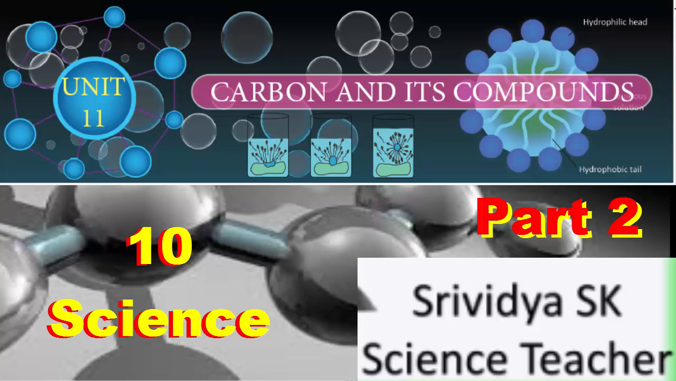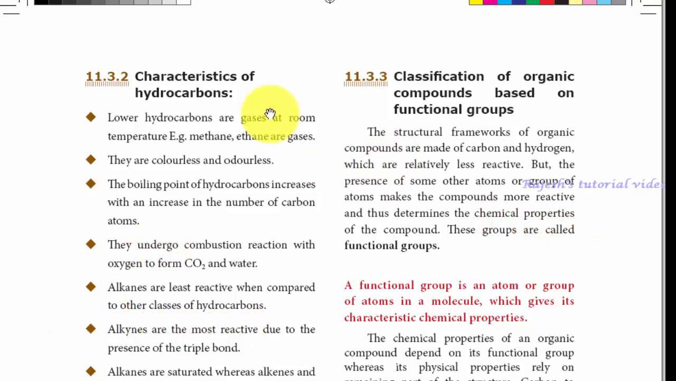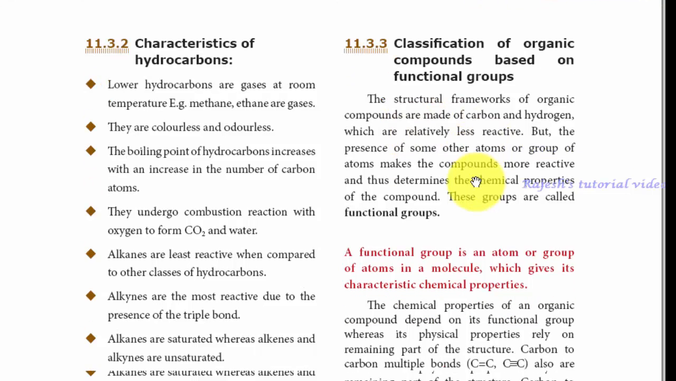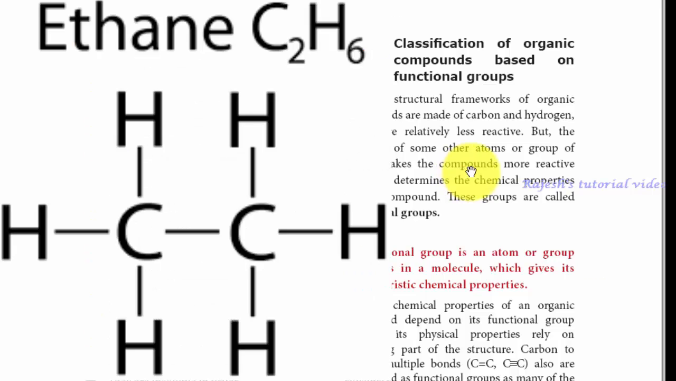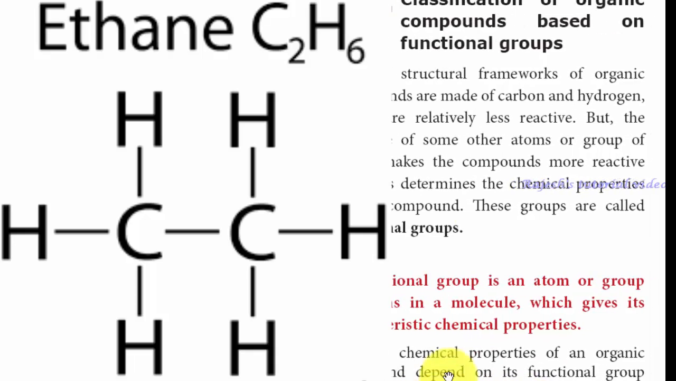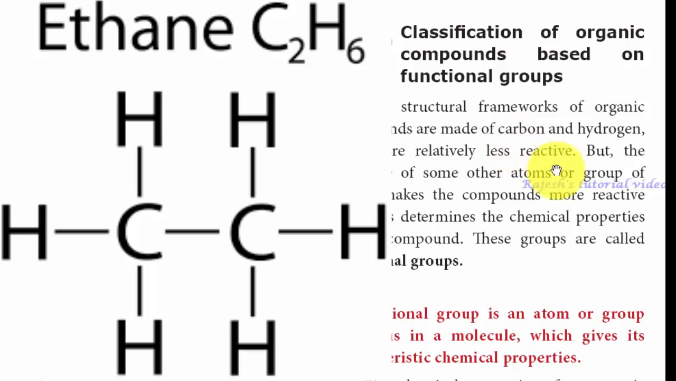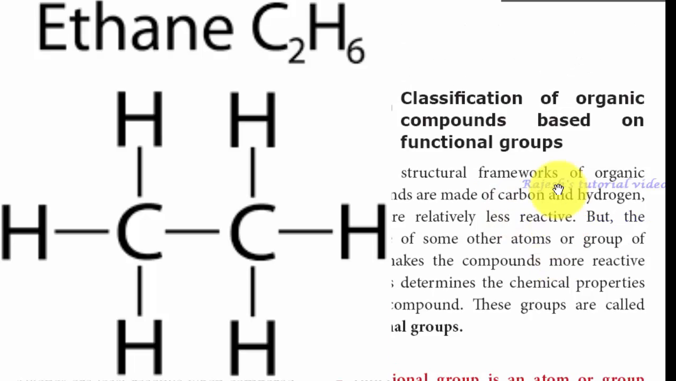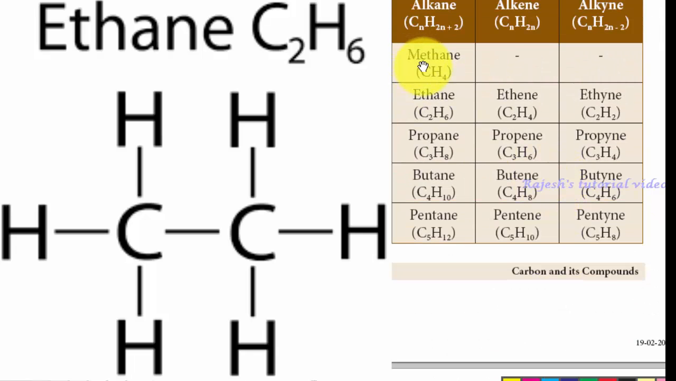Children, in this part of carbon compounds, we shall start with classification of organic compounds based on functional groups. Earlier we saw that all organic compounds have a skeleton formed of carbon and hydrogen. This skeletal part is less reactive because carbon and hydrogen are relatively less reactive elements, and this skeleton you call it an alkyl group because it is any alkane, when it loses hydrogen it is called alkyl group.